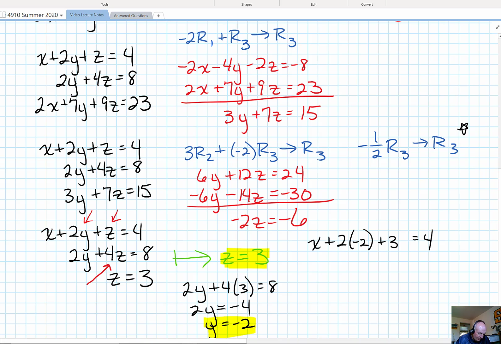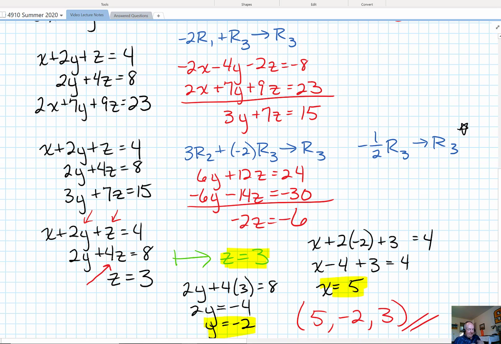Z is 3. So x minus 4 plus 3 equals 4. That's a -1. I think x equals 5, right? X equals 5, and there's our x coordinate of the solution. And so what's our solution? X, Y, Z. All right, and that's our solution.